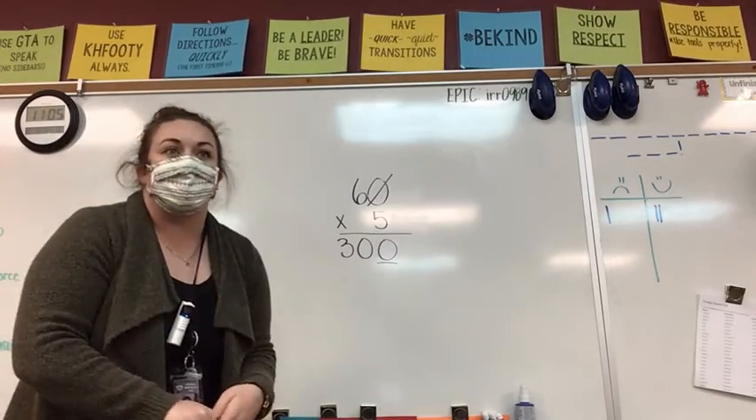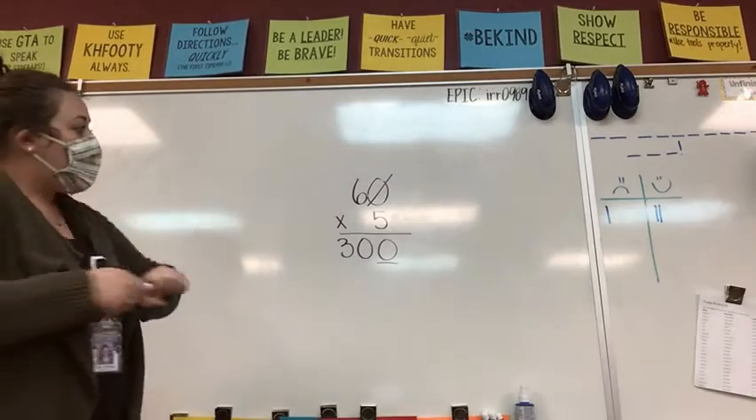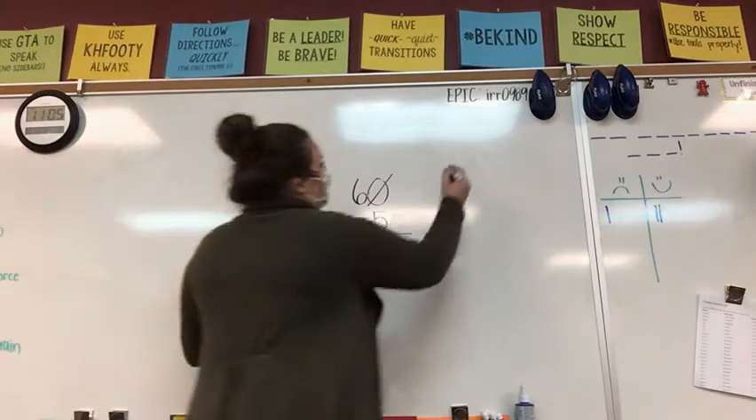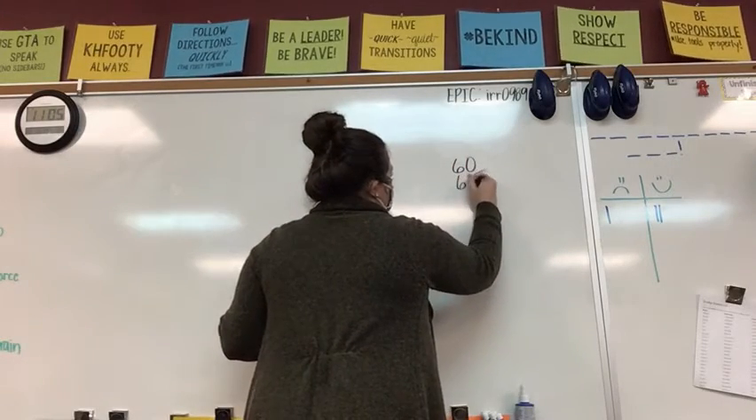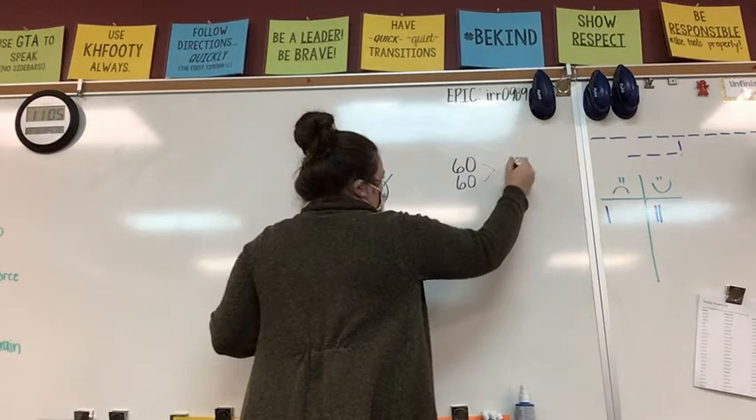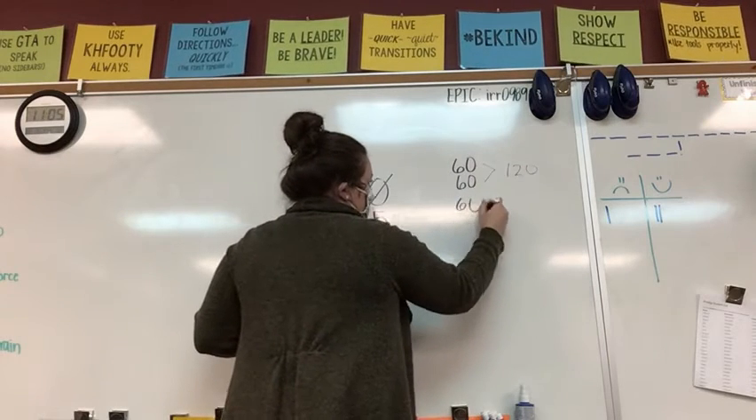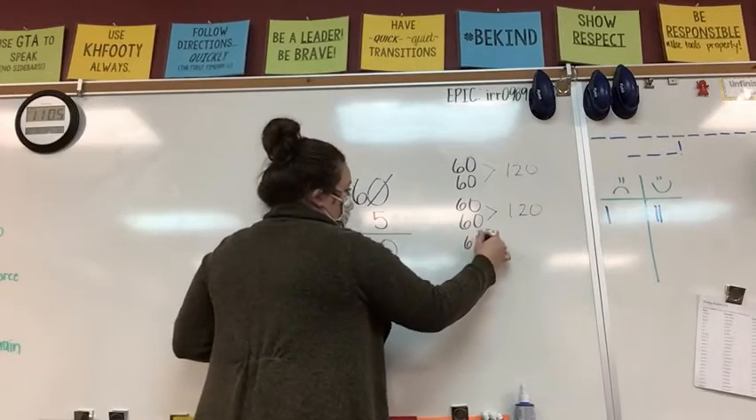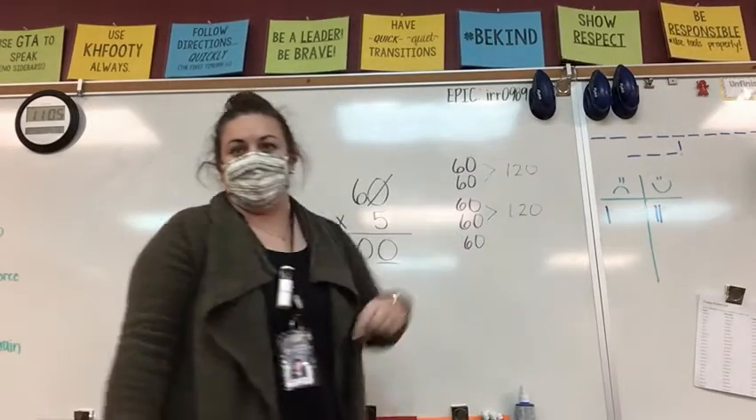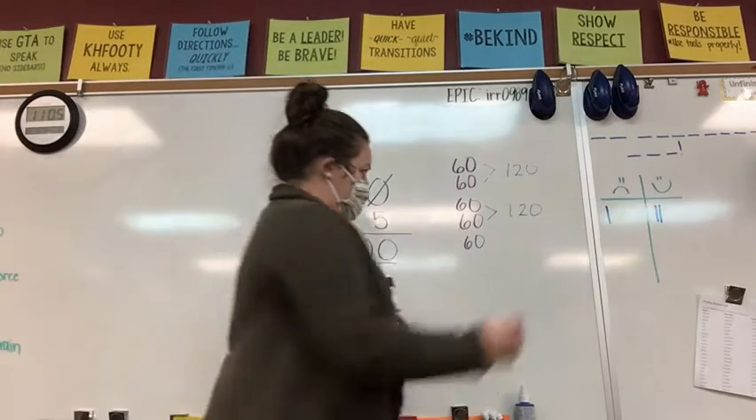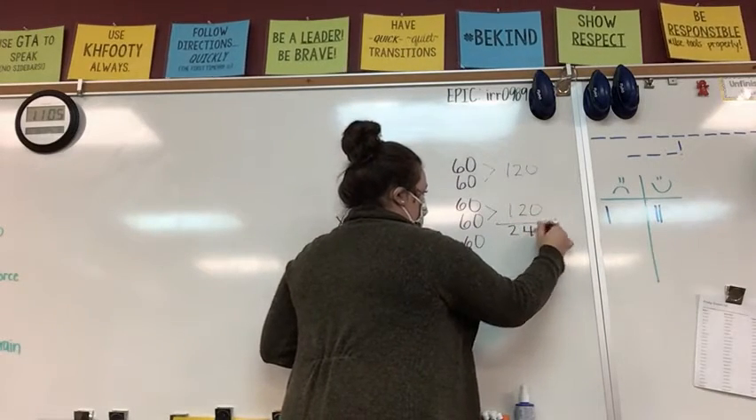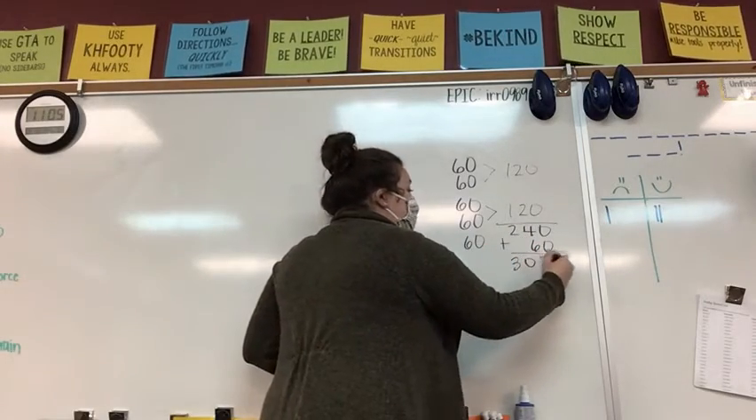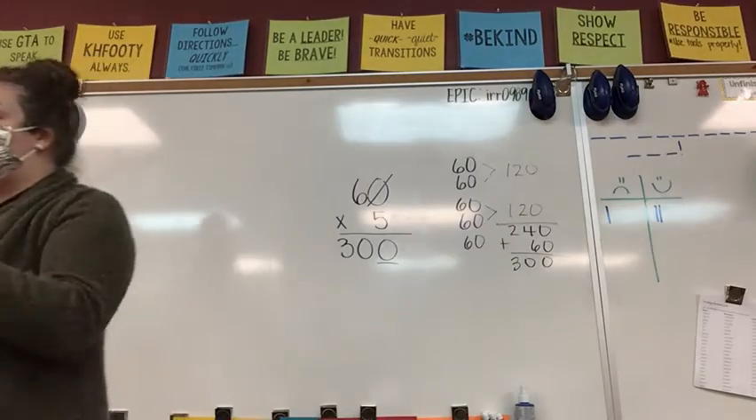Yes. So, let's prove this one first. If I count by 60s, what's 60 plus 60? 120, right? So that's 2 times. 60 plus 60 again will give me another 120. And then the fifth 60 would be here. 120 plus 120 is 240. 240 plus 60 equals 300. And this happens every single time if you're multiplying by multiples of 10.